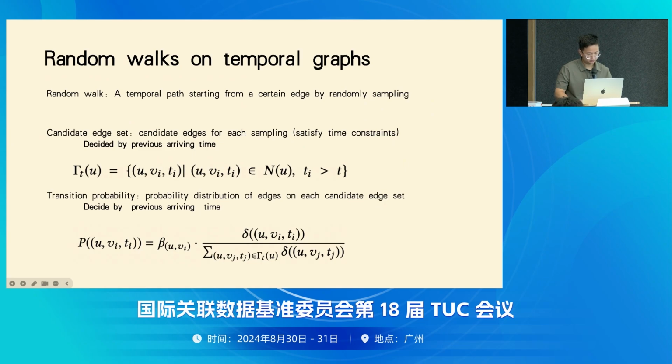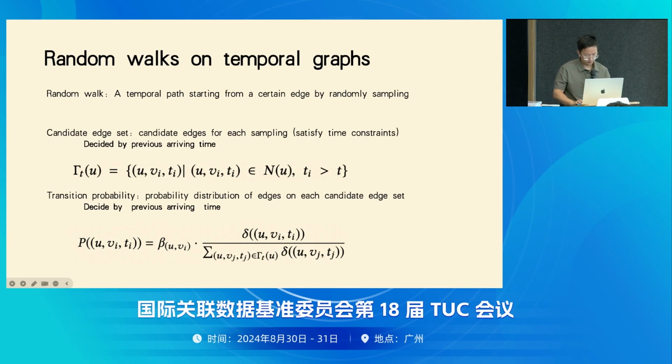Then a random walk on a temporal graph is a temporal path starting from a certain edge and then randomly sampling new edges along the path. On each sampling, the candidate edge set contains the efficient edges which satisfy the time constraints. In other words, the time instances of candidate edges are larger than the previous arriving time.